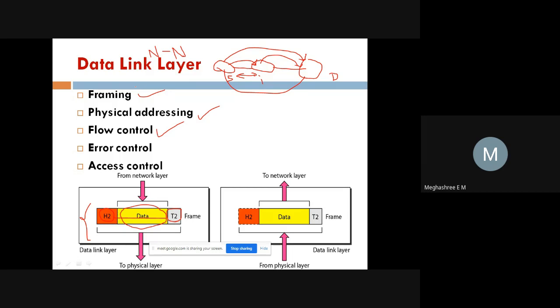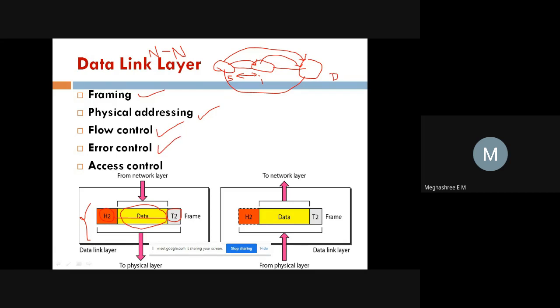So that is controlled at this data link layer, that we call flow control. If there is a congestion, it has to be taken care of. That is done by this flow control function. I hope I'm clear now.